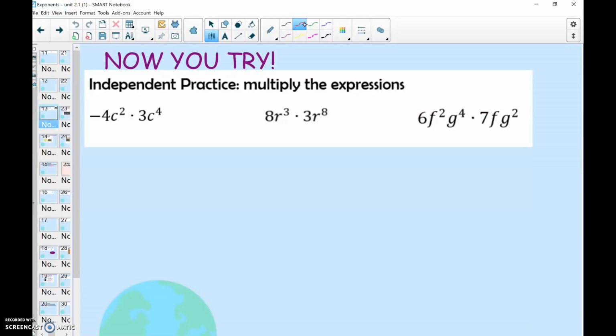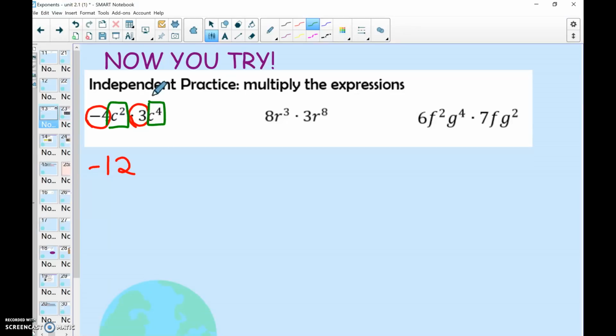First of all, make sure you know which one the coefficient is. That's usually the number in front. So those ones right there would be the coefficients. You don't treat them any differently than normal. So -4 times 3 is still going to be just -12, just like we normally would. Now when we get to the exponents, that's when it's a little bit different.